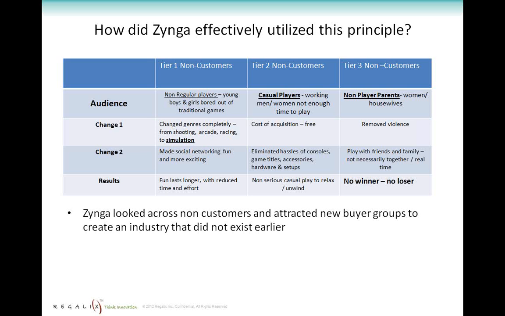To acquire Tier 3 non-customers, Zynga actually removed the violence completely from the games. And being on a social network platform, it allowed the players to play with friends and family, and not necessarily when they are together or in real time. So this resulted in a no winner, no loser syndrome that the Tier 3 non-customers actually liked very much.